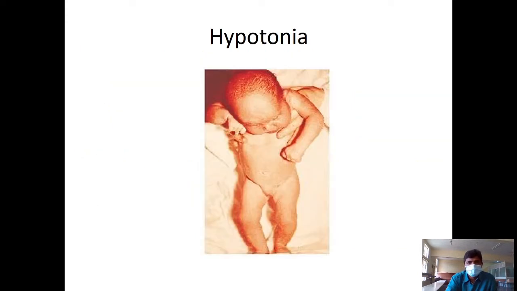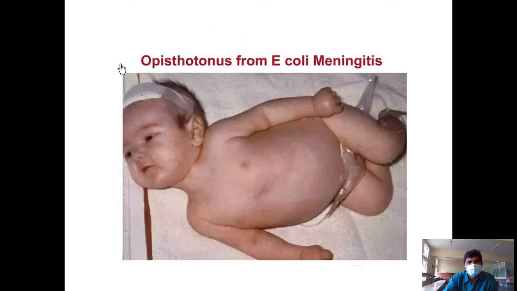So this is how an infant is held, and you can see here usually the lower limbs are drawn upwards and remain in a flexed posture if you hold the baby over the axilla. Here the baby is hypotonic, so that's why both the lower limbs are dangling downwards as if the baby is not having any tone in the muscles. So this is a hypotonic child. Then here you can see abnormal posture, opisthotonic posture, either from kernicterus or meningitis. So this baby is basically having E. coli meningitis.